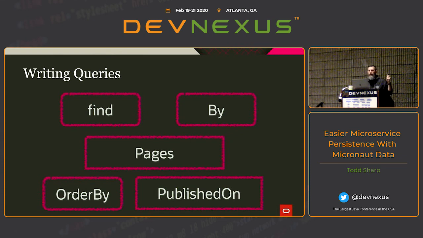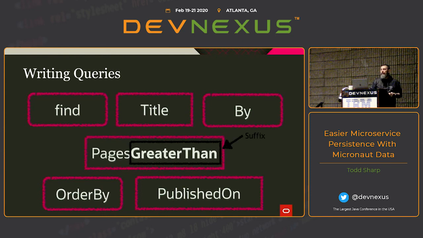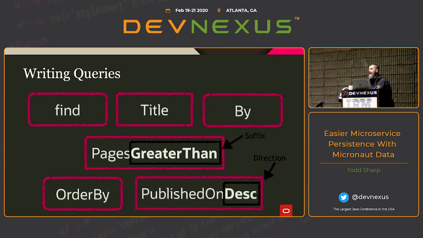You can also add what are called projections, so you can do things like find title by pages, order by published on, if you just wanted a list of strings containing the title, for example. By default, you get pages equal, but you can also do things like find by pages greater than, less than, contains, pretty much any operator you can imagine in SQL. There is a convention to add a suffix for that. For the ordering, you can also add ascending or descending. So it gives you this really declarative, flexible syntax that you can use to craft custom queries.